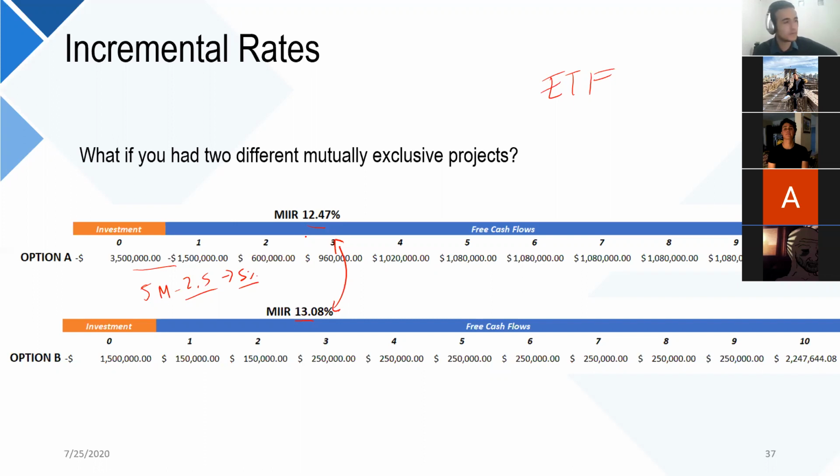So I need a more in-depth analysis, and what we are going to do here is something called incremental rate analysis. That is, we're going to analyze the incremental cash flow between these two projects, and we're going to see if the incremental cash flow is actually worthwhile investing in option A, all right? Because just as Andres put it, in option A, we have a lot more money. So let's see if that investment in option A is actually worthwhile, okay?